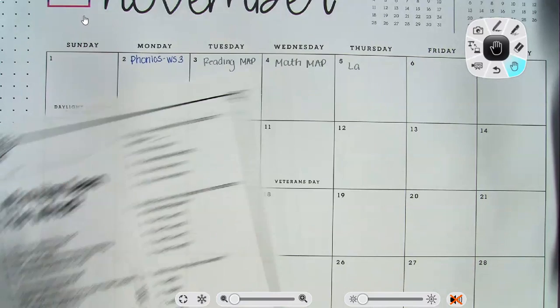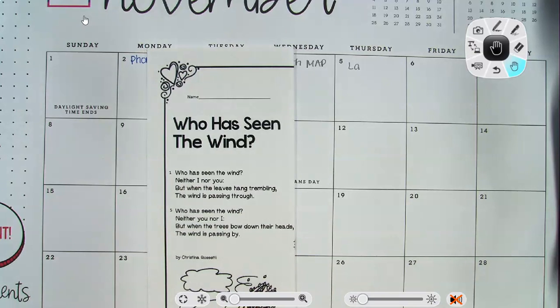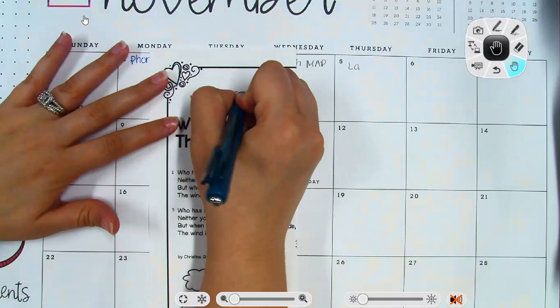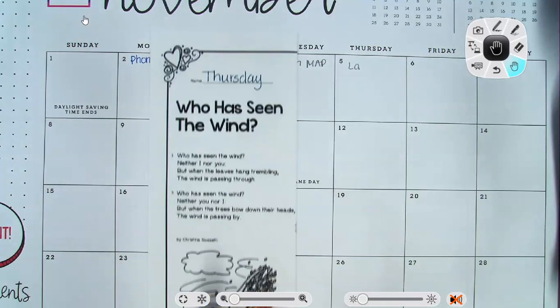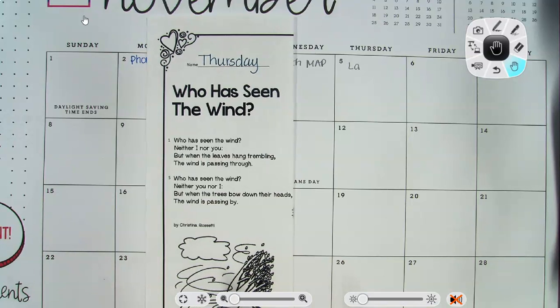We're going to continue with our poem that we are reading. We're reading a poem every day, talking about them, and answering some questions. So today is Thursday, and our poem is Have You Seen the Wind? And our poet is Christina Rossetti. Let's read our poem.